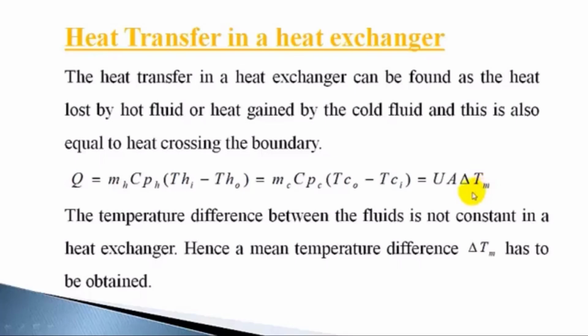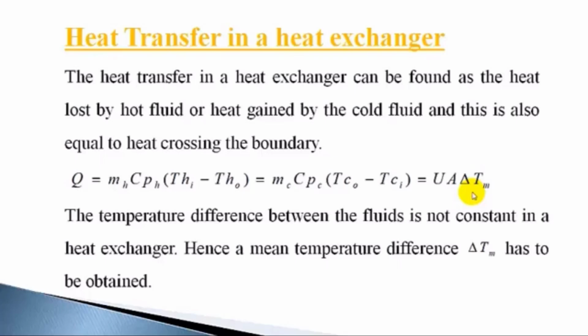Since the temperature difference is not constant, at the inlet of a parallel flow heat exchanger, both the fluids are entering, and the hot fluid will be at a higher temperature and the cold fluid will be at a lower temperature, and more heat flows at this point. So the temperature difference is more. When you come to the end of the heat exchanger, the hot fluid temperature has come down and the cold fluid temperature has gone up, and the temperature difference will reduce.